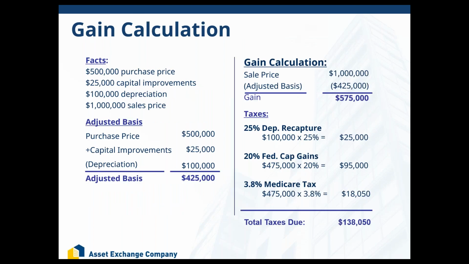Now, how do you actually calculate what the taxes are? This is typically done by a CPA, but I'm going to walk you through a really quick example to give you an idea of how they calculate what the potential taxes could be. In our example, originally we purchased our property for $500,000. Over the lifetime that we owned it, we added $25,000 worth of capital improvements. We also took $100,000 worth of depreciation. And now we're going to sell the property for $1 million.